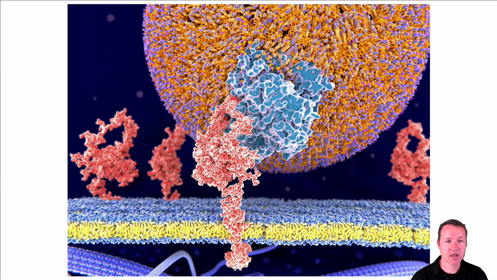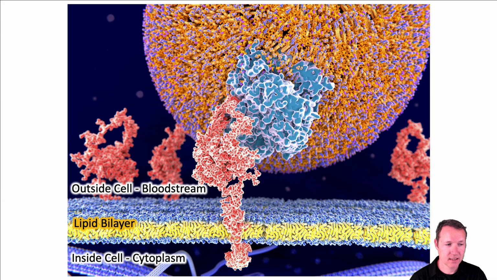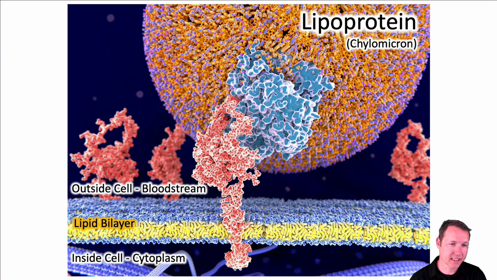Now let's look at a little bit more complex model. What you're looking at now is the lipid bilayer of a cell at the bottom. The outside of the cell is the bloodstream, the inside of the cell is the cytoplasm. So the top is the outside of the cell in the bloodstream, the bottom being the inside. And up top, what we're looking at is a gigantic lipoprotein called a chylomicron. It's bloated with triglycerides. And I know it's a chylomicron given its size relative to the lipid bilayer. It's docked through the process of apolipoproteins and a receptor.